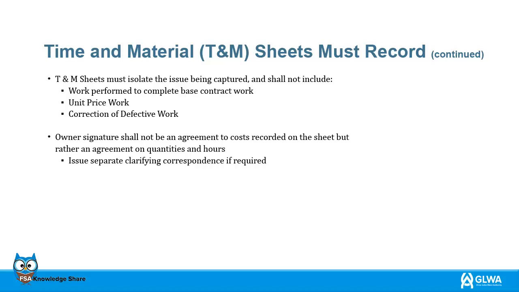Time and material sheets must isolate the issue being captured and shall not include the following: work that was performed to complete base contract work, any unit price work, and correction of defective work. The owner's signature will not be an agreement to costs that are indicated on the sheet, but an agreement on quantities and hours. If there is an issue, then there needs to be separate clarifying correspondence if needed.